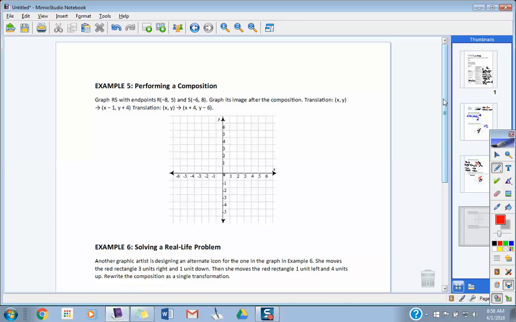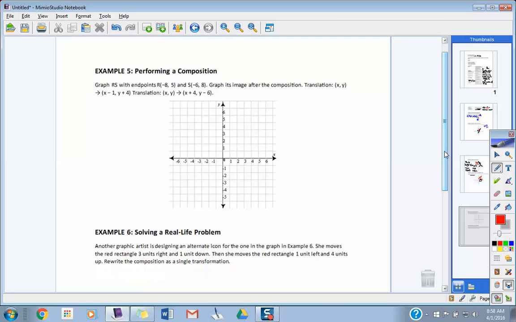Let's talk about this right here, guys. Performing a composition. What I need to remind you guys is this. Composition is like multiple transformations happening at once.